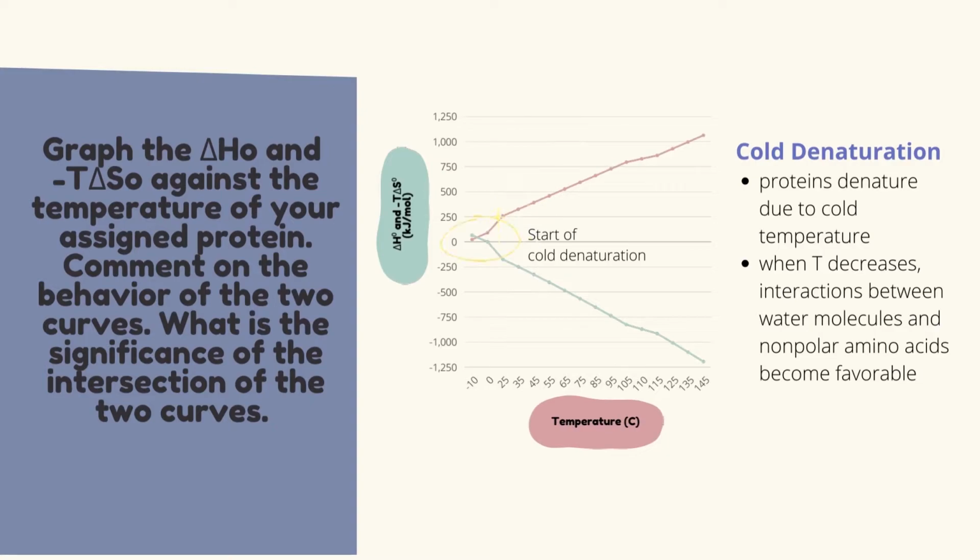Cold denaturation is when the protein starts to denature due to the cold temperature. Beyond this point, delta G naught unfolding and delta H naught unfolding begin to become negative, and unfolding becomes thermodynamically favorable. This is because when temperature is decreased, interactions between water molecules and nonpolar amino acids become favorable. This is consistent with the delta G naught versus temperature graph on the next question.